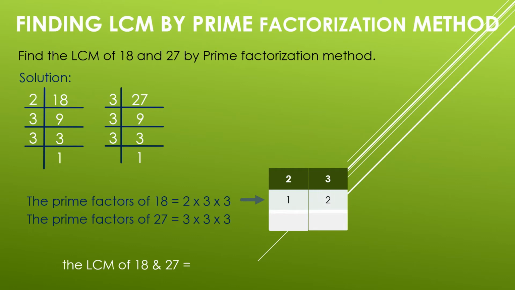Now look at the factors of 27. Tell me how many 2 is present in 27? 2 is not present in 27. So write 0. How many times 3 is present in 27? Yes, 3 times. So write 3.